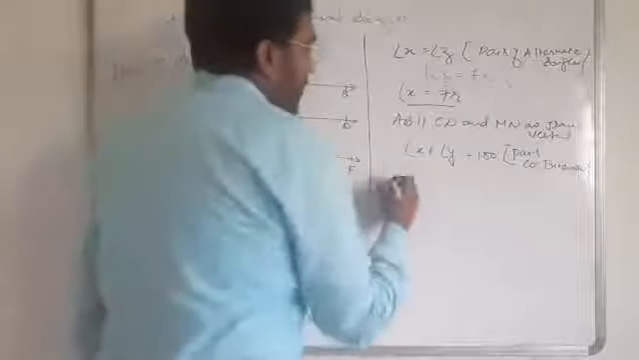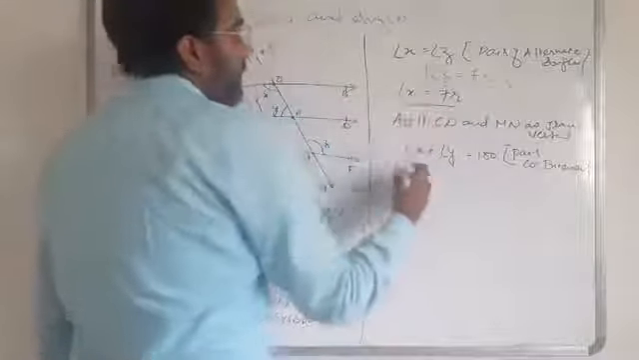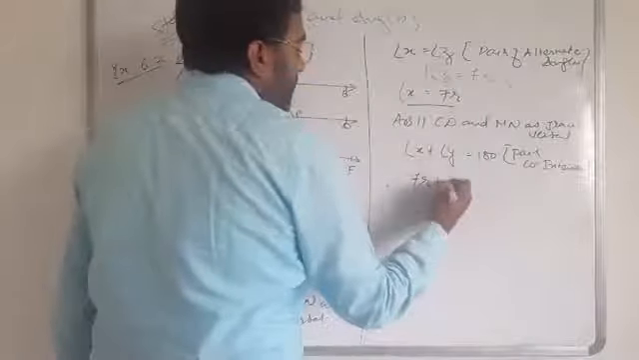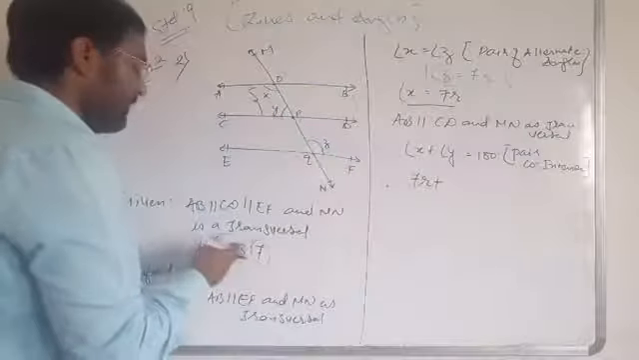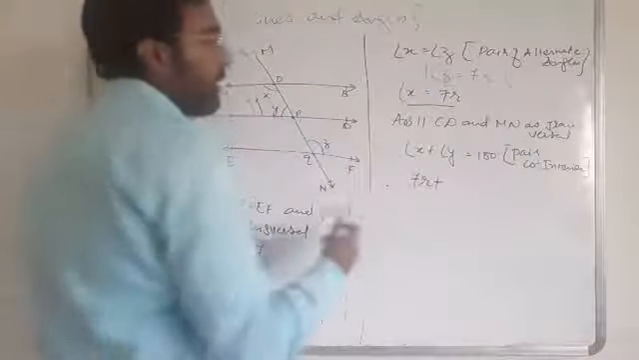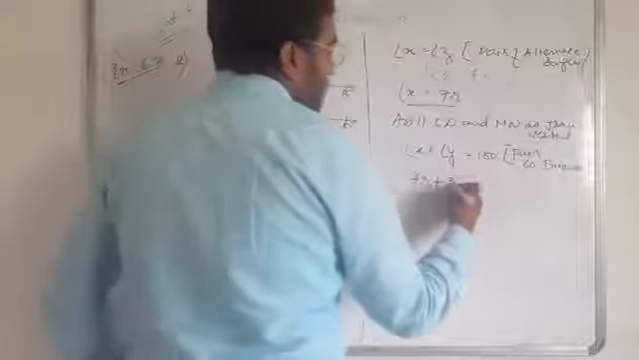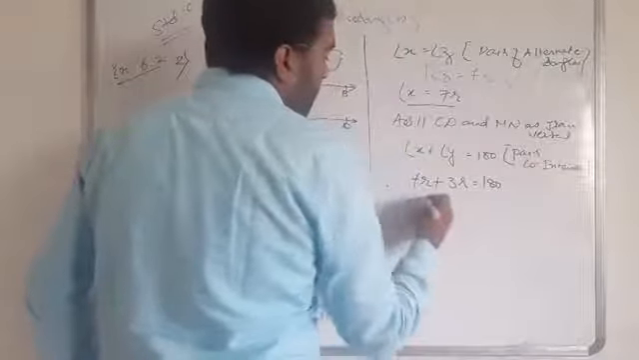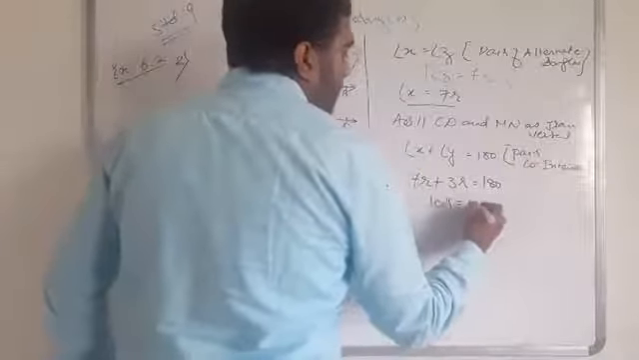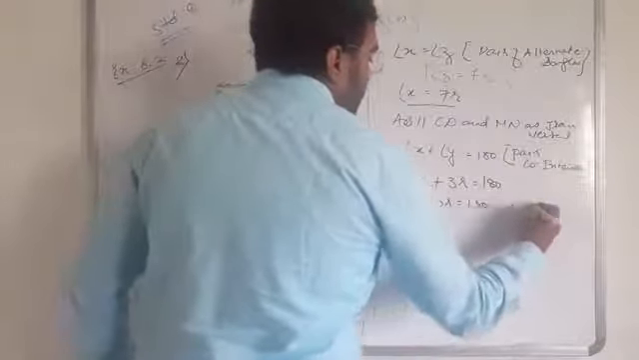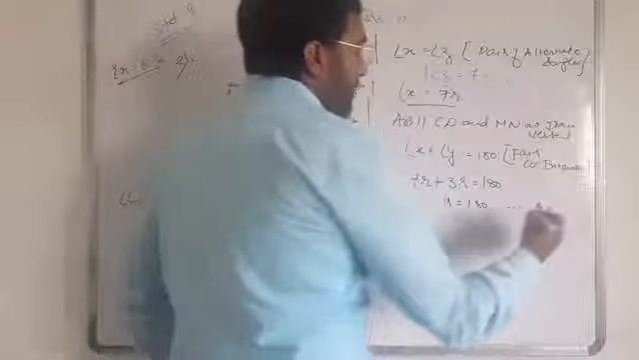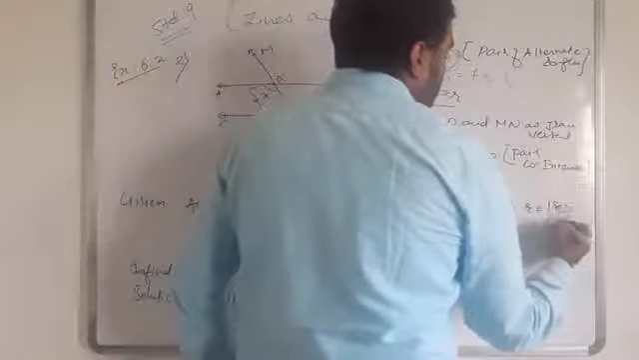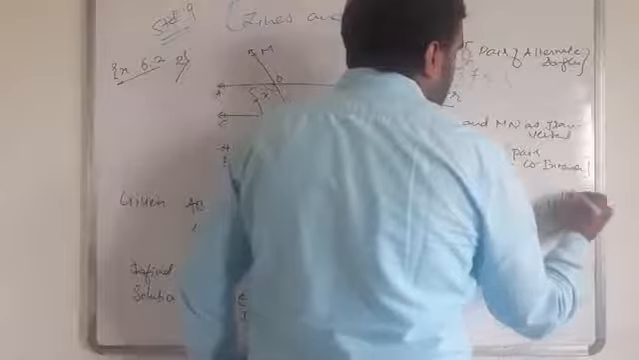Now angle X, that is 7R, plus angle Y, that is 3R, is equal to 180. Therefore 7 plus 3, 10R equals 180. Therefore the value of constant R is 180 by 10, that is 18 degrees.